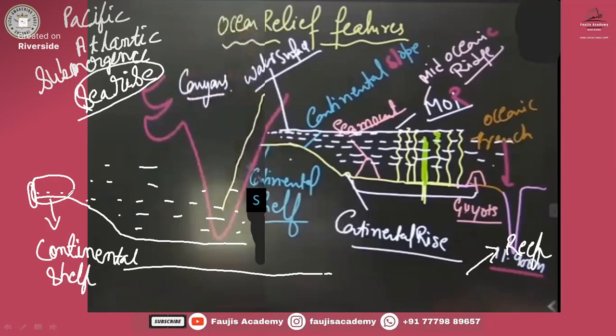Then as we go down, there will be a break. This is known as the continental break, and after it we have the sloping area. That sloping area is known as the continental slope. This is the break where the continental shelf finishes and the sloping area starts. That is the continental slope.